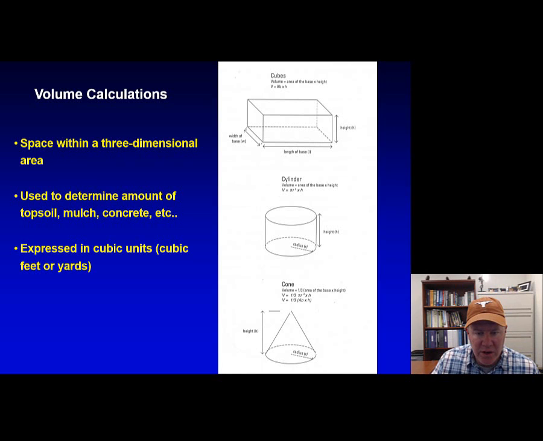Here we have the cone. It's a third times the area of the base times the height. So you have these right here for your reference. Basically, for landscapers, nurserymen would use the cylinder. Here we're going to be more worried about cubes and rough areas of square feet.